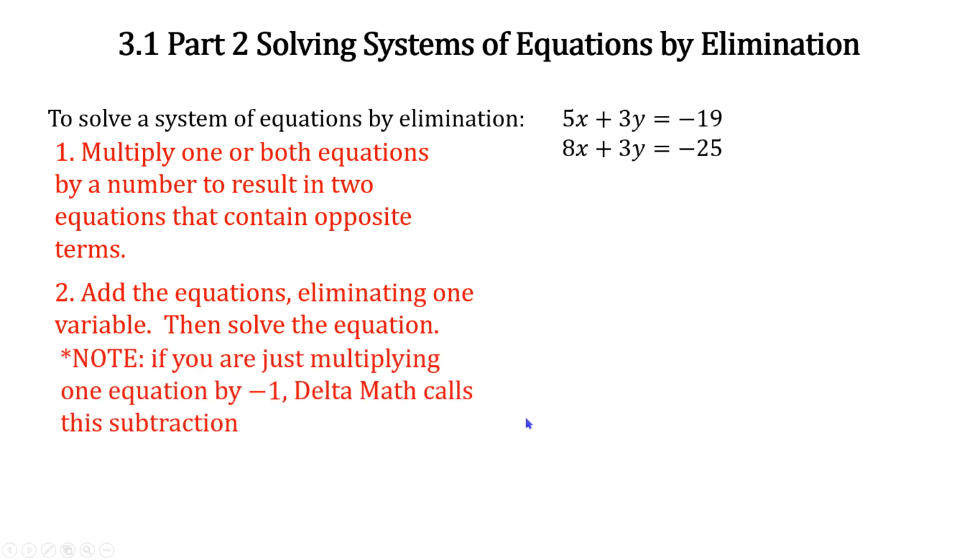If you are multiplying one equation by -1 or by a negative number, just for the record, Delta Math calls this subtraction. We call it addition. It doesn't matter. But I'll show you in just a second the way Delta Math does it: am I adding these or am I subtracting these? So we'll talk about that. Then substitute to solve for the other variable.